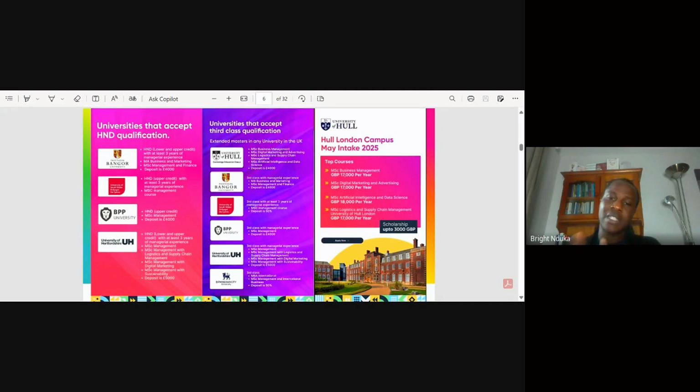And this third page there, which I put there for the London campus May intake 2025, is to show us an example of what I said about the percentage discount. If you can see it here, scholarship up to £3,000. The school fees is £17,000 per year, and they are giving you a tuition waiver of £3,000. So that's what we mean by the percentage discount. It's not usually much. So the self-funding aspect is usually a very difficult aspect to scale through.